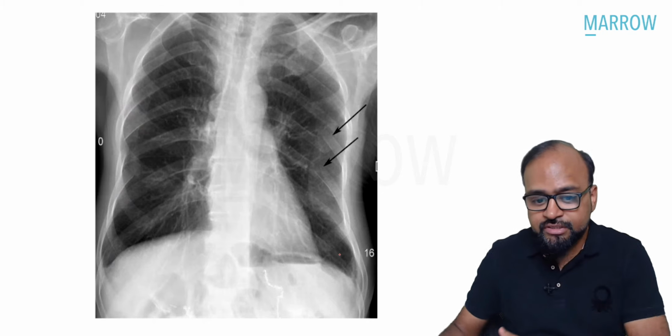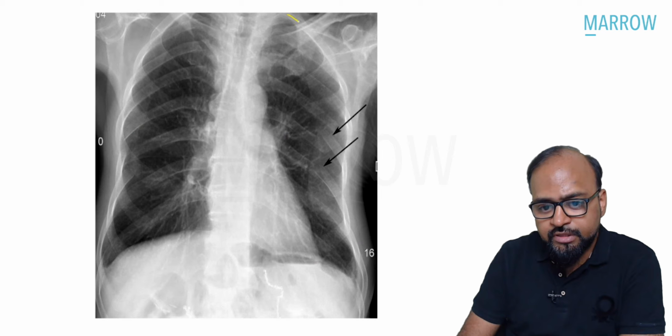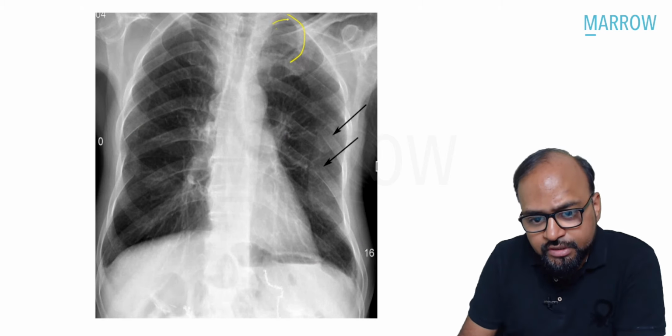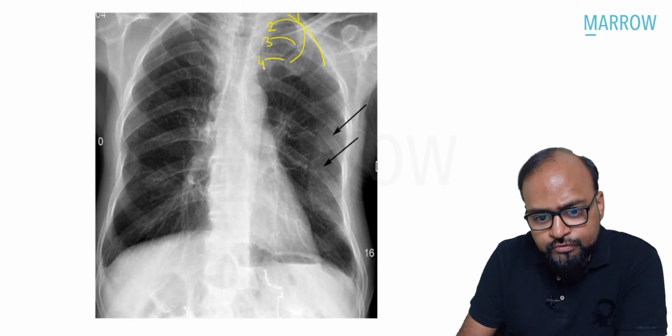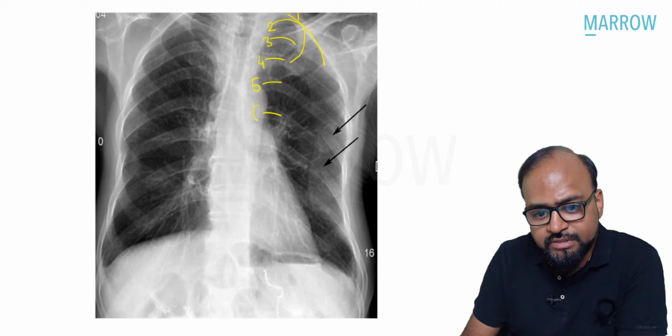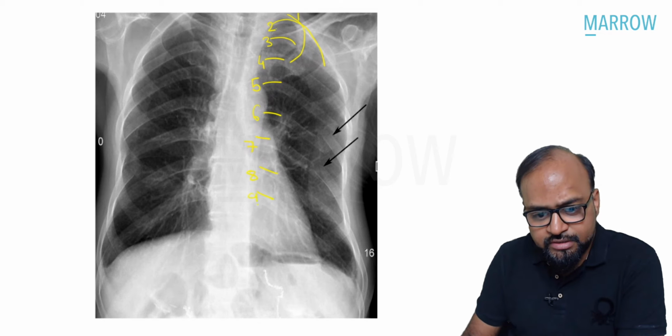Now look at this chest radiograph. Let us count the ribs now. See, this is the first rib. This is the second rib, this is the third rib. So this is 1, 2, 3, 4, 5, 6, 7. I'm just drawing the posterior ends now. This is 8, 9, 10.